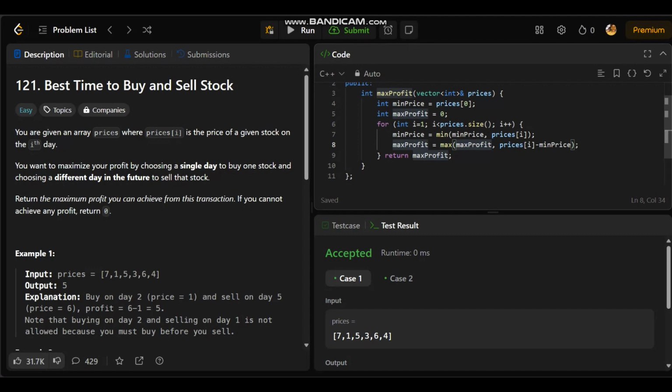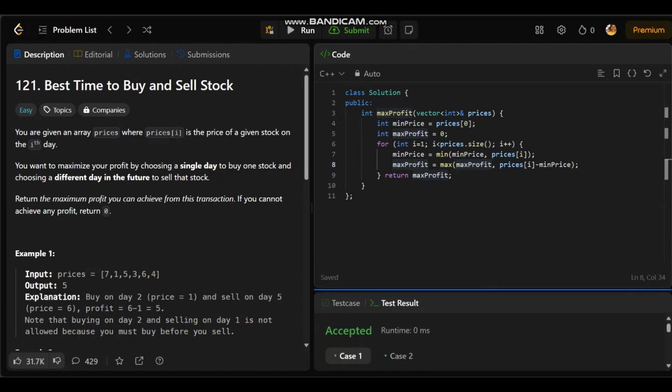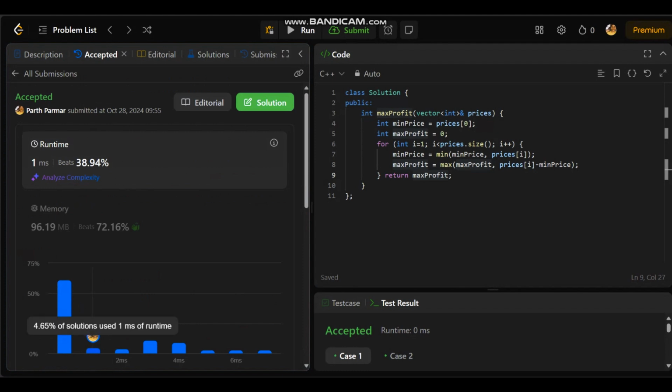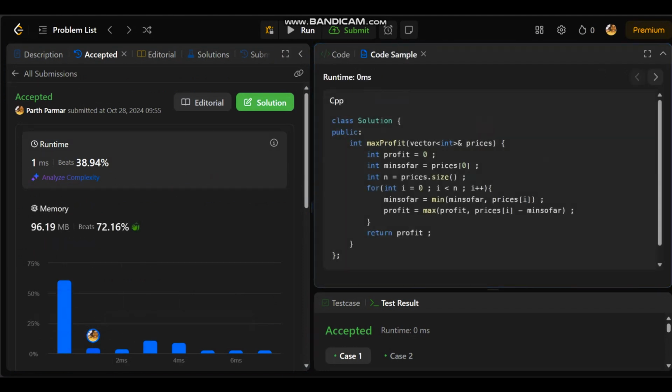So here's how it is working. You can also solve it with a brute force approach using two nested loops to check all the cases. But I think that is going to return a time limit exceeded error. That's why we've used this optimized approach, and it is working perfectly fine. Let's see these solutions. So they are also the same, as you can see.